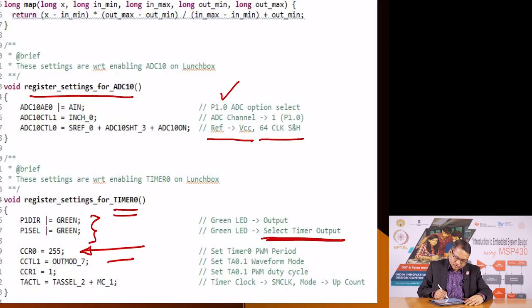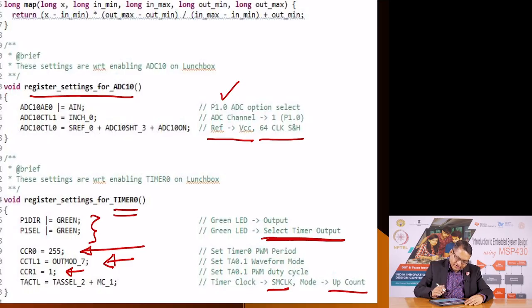We are choosing the output mode to be output 7, which means PWM output, and the initial value of CCR1 is 1, and the clock source of the timer is going to be SM clock, and it is going to operate the timer in the up count mode.